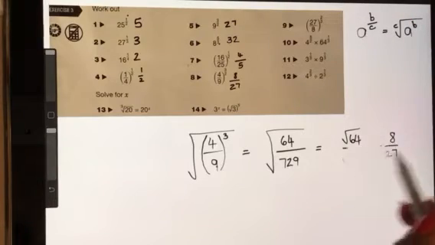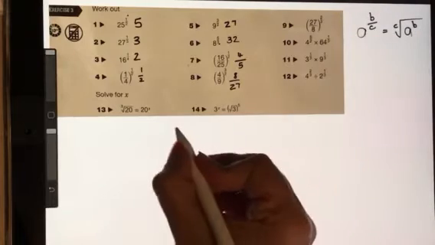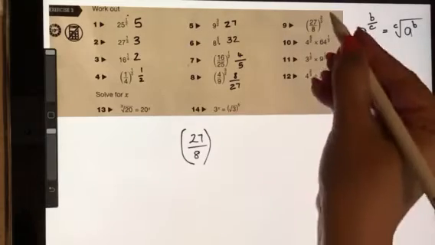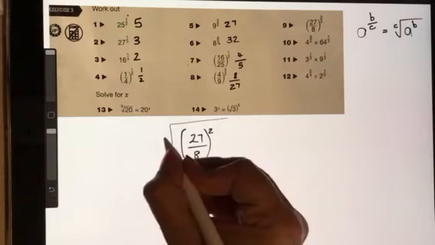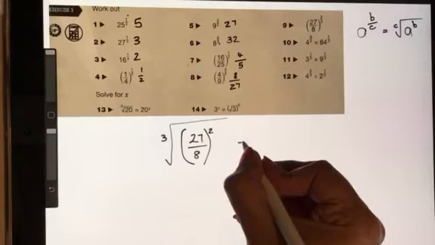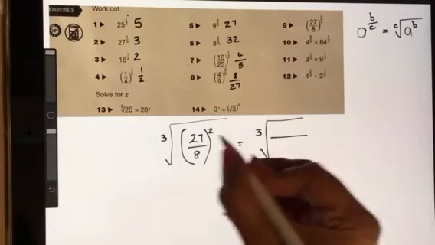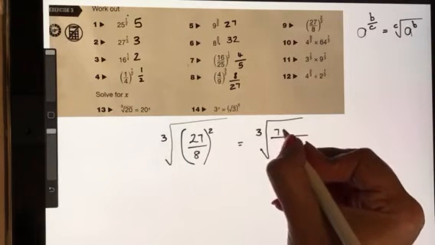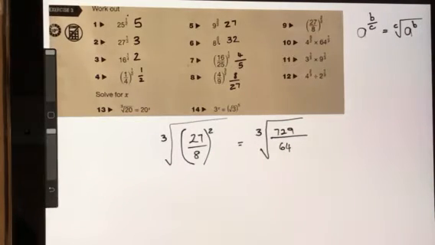Right. For number 9, you've got 27 over 8 raised to 2 over 3. So the 2 gets to stay with that one and it becomes inside a cube root. Right. You do this, the cube root stays the same. In the numerator, 27 squared becomes 729 and 8 squared becomes 64.